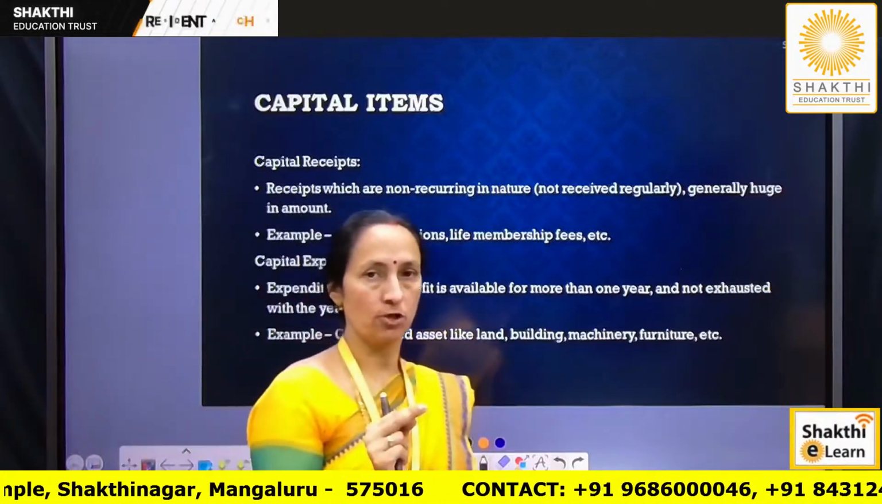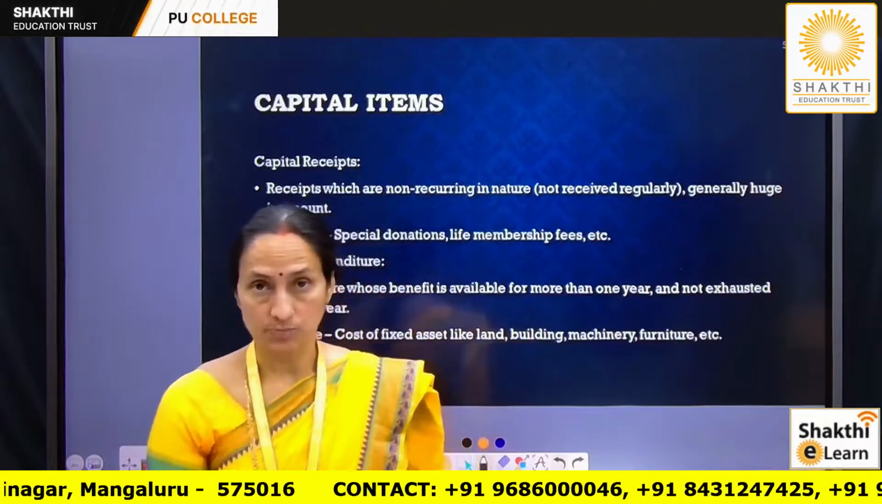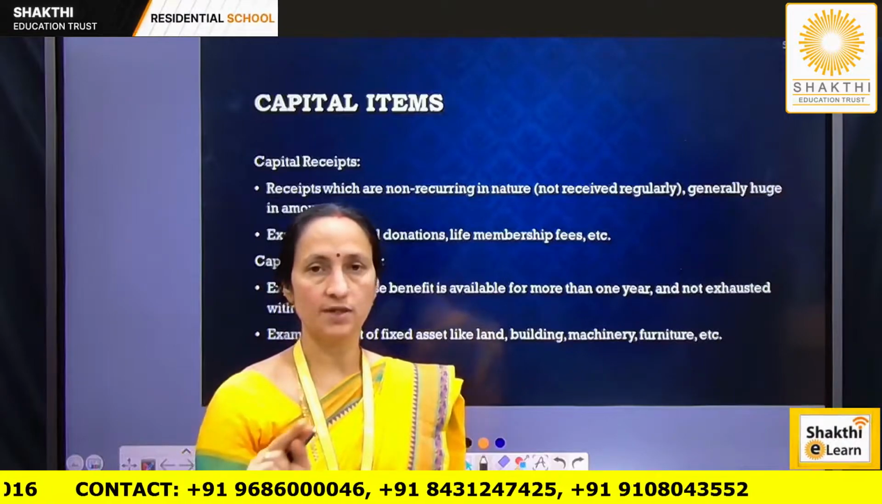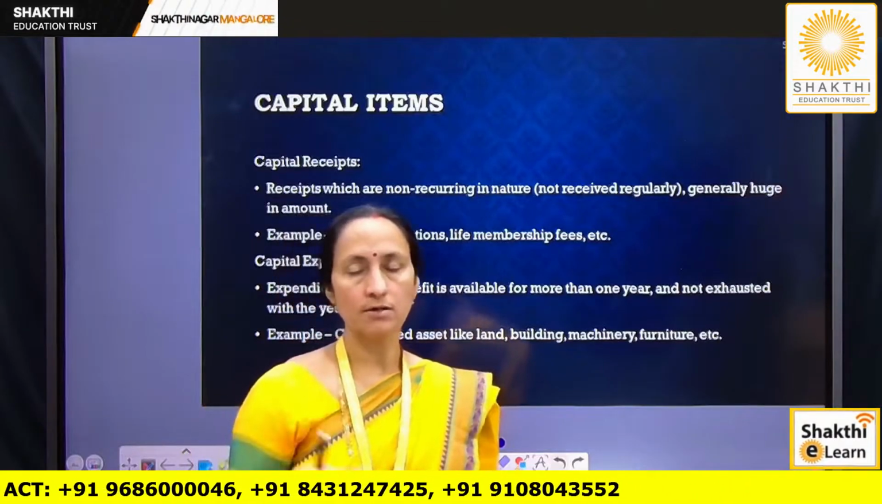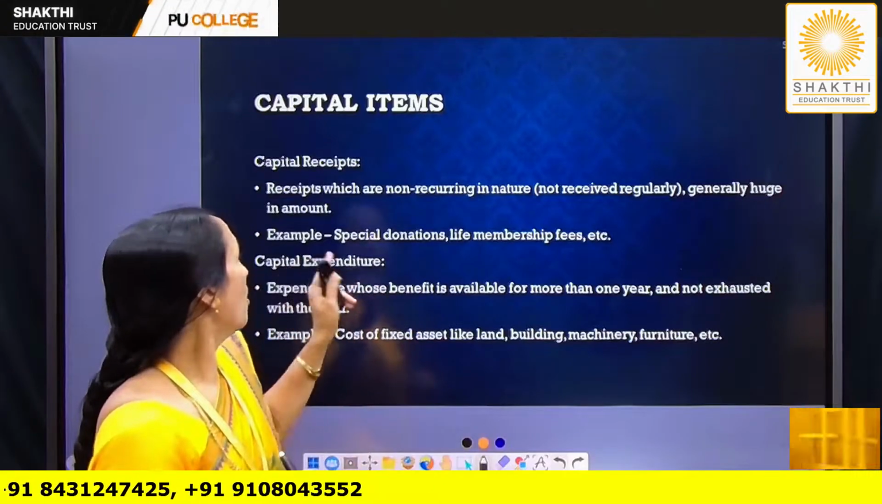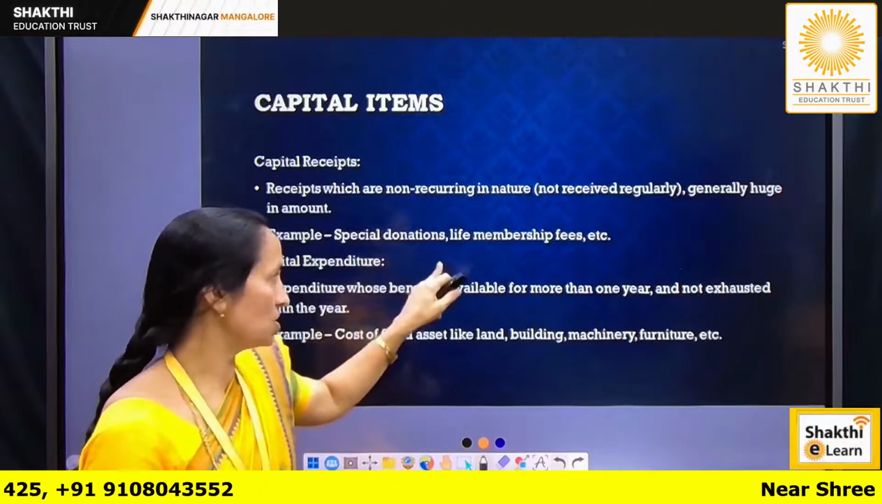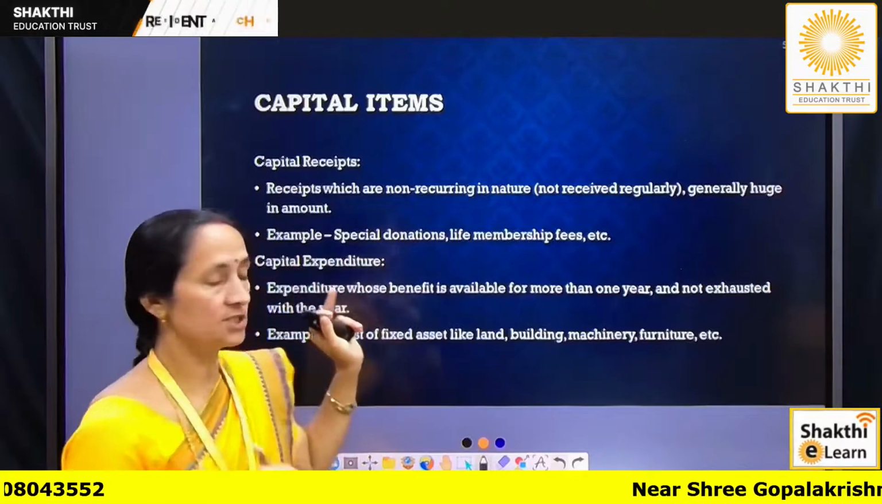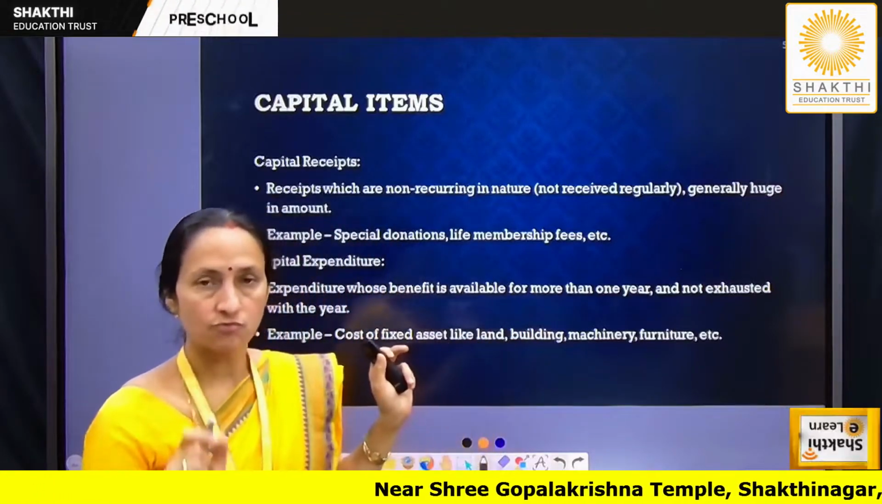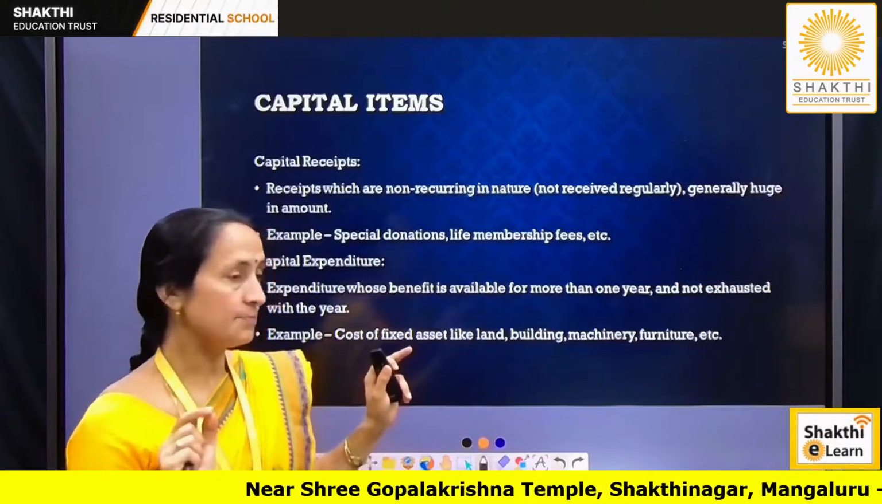Life membership will be paid only once in the lifetime of a person. So they are coming rarely or irregularly. So these are known as capital receipts. For example, special donations and life membership fees. Special donation means donations for a particular purpose. Donation for the construction of a building is the best example.